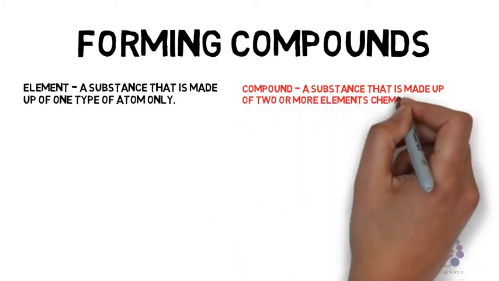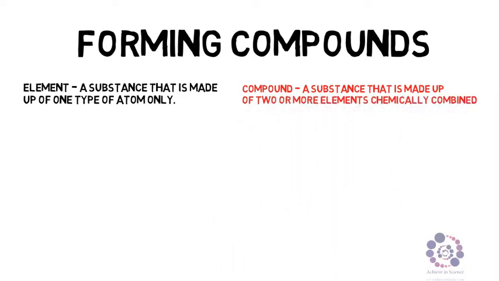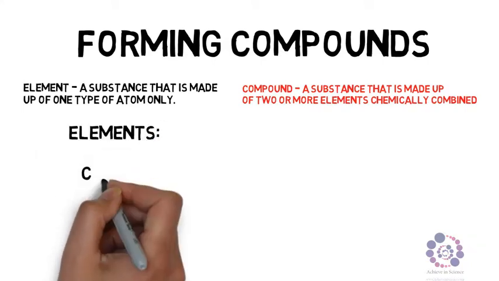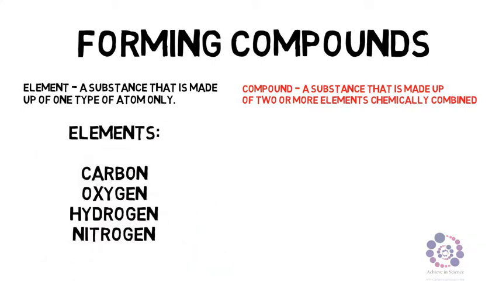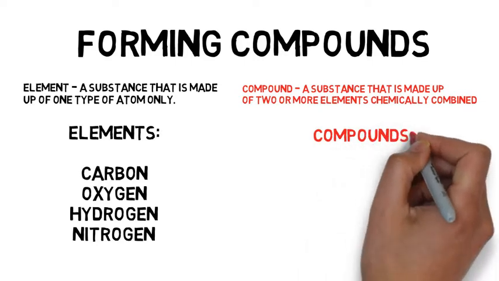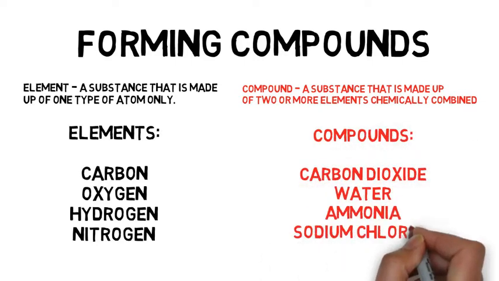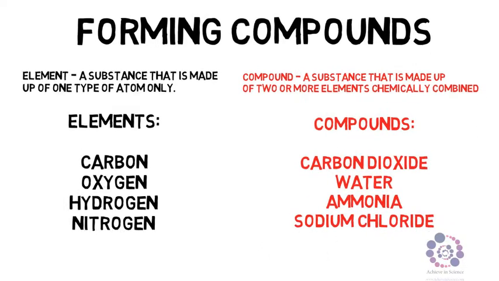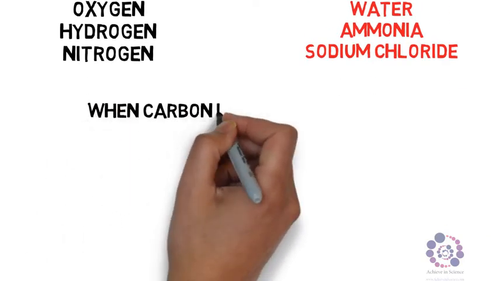It can be useful here then to look at some examples. Some examples of elements then include carbon, oxygen, hydrogen and nitrogen, all of which are found in the periodic table. Whereas compounds are not found in the periodic table, and examples include carbon dioxide, water, ammonia and sodium chloride.